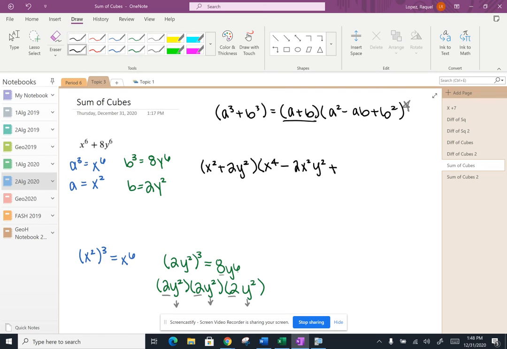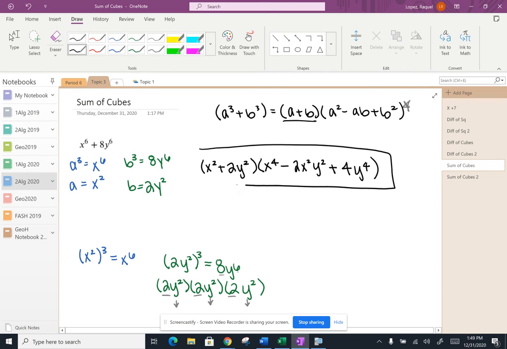The last thing I want to do is b squared. So my b is 2y squared, and I'm going to raise that to a power of 2. Well, 2 times 2 is 4, and then y squared to the power of 2 is y to the fourth. So I'm going to get 4y to the fourth. And there we have it. We have factored that expression. Go ahead and try the next one on your own and then watch the solution video to check your work.